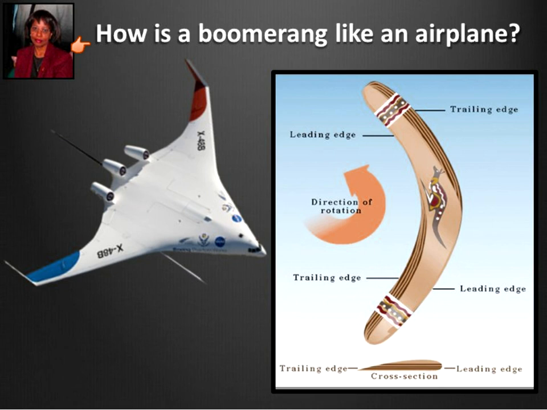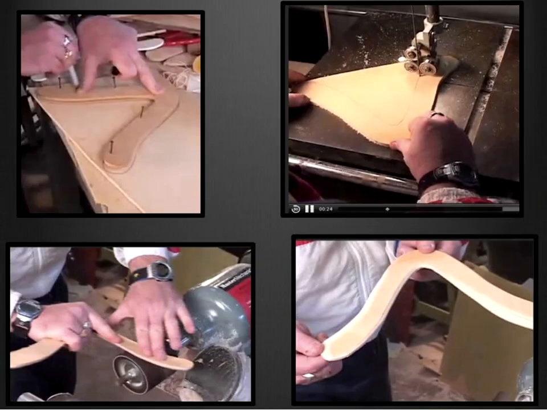We also looked at the simulator and saw what happens to the airfoil. When they designed boomerangs, the boomerang also has an airfoil shape. It has a leading edge and a trailing edge. If you go back and look at the video about Gary, the guy that told us what a boomerang was, he also shows you what he does in his shop.